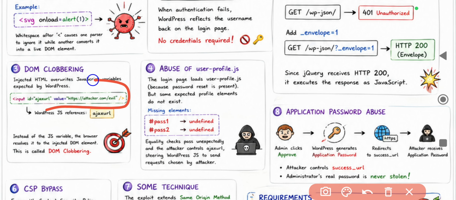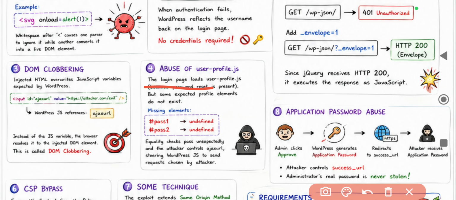The injected HTML overwrites a JavaScript variable expected by WordPress. Here is an example of how it happens: WordPress JS references a variable, but instead of the JS variable, the browser resolves it to the injected DOM element. This is called DOM clobbering. Then the fourth is abuse of user-profile.js.